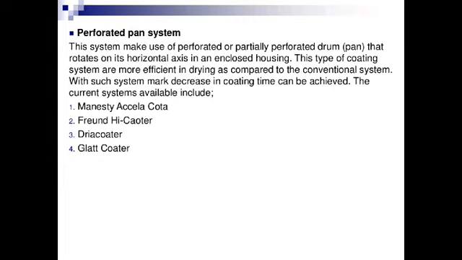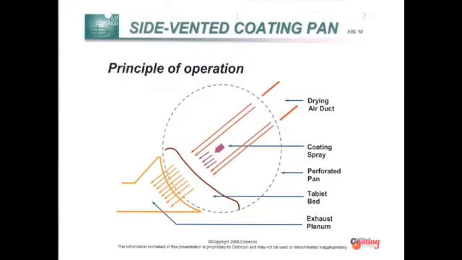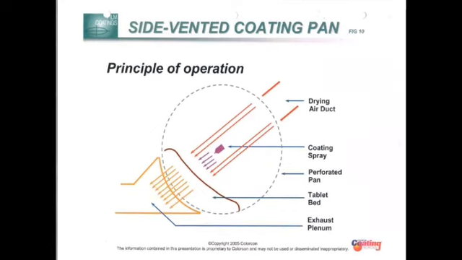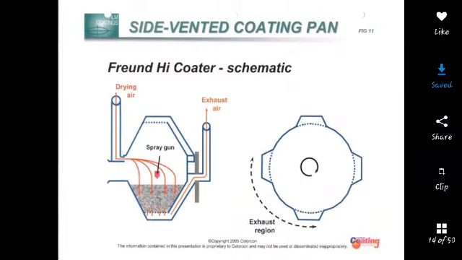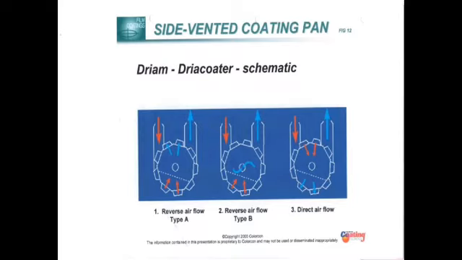These are the various types of perforated pan systems available in the market, like Accela-Cota, Hi-Coater, Driacoater and Glatt coater systems. So this is the principle: coating is done by concurrent application of the coating solution with hot air, and the RPM is set at some fixed speed. These are the schematic representations.